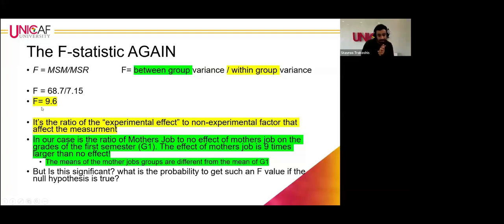And this F basically is the ratio of the experimental effect over a non-experimental factor that I have not measured. In our example here, the F is the ratio of mother's jobs to no effect of mother's jobs on the grades of the first semester. The effect of mother's jobs is 9 times larger than no effect. And this basically means that the means of the mother's jobs groups are different from each other. But is it significant? What is the probability to get such an F value if the hypothesis is true?